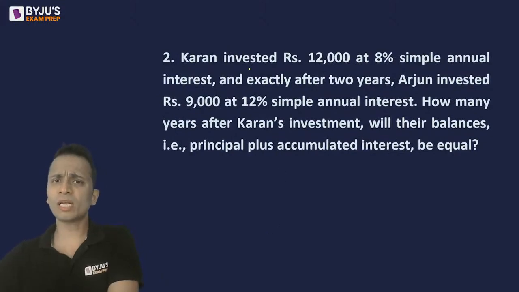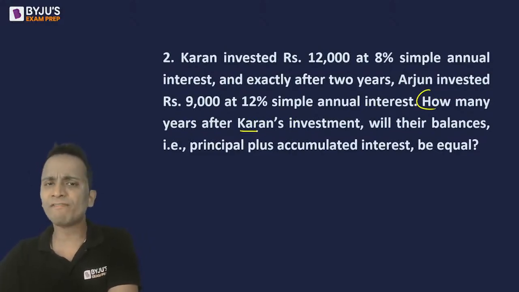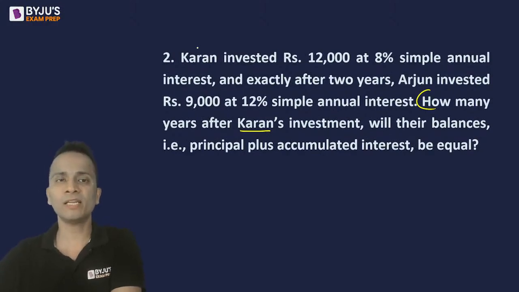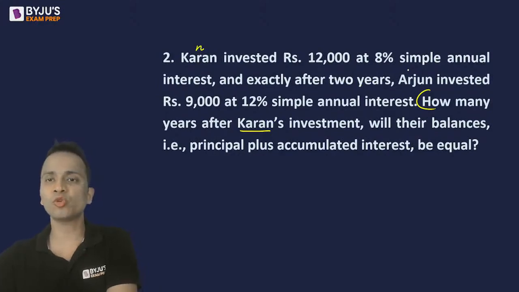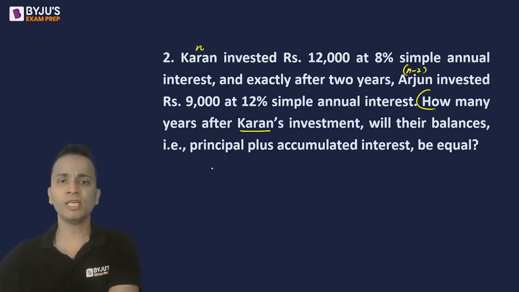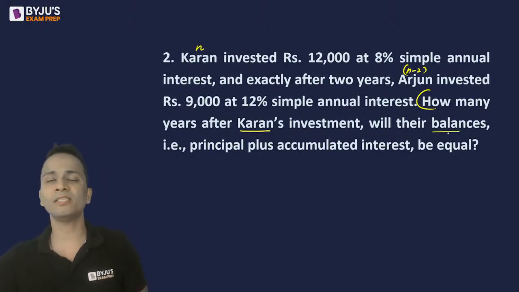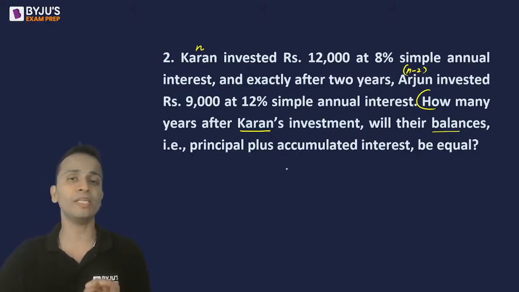Okay. So Karan started with 12,000 at 8%. Exactly after 2 years, Arjun started with 9,000 at 12% simple interest. Now, important is this part, what they are asking. How many years after Karan's investment? So let's say Karan invested the money for N years. And since Arjun started after 2 years, the time period for Arjun will be N minus 2. Okay, both are simple interest. Now, what is equal at the end? I want their balances to be equal, the principal plus accumulated interest. That means I have to equate the amounts.